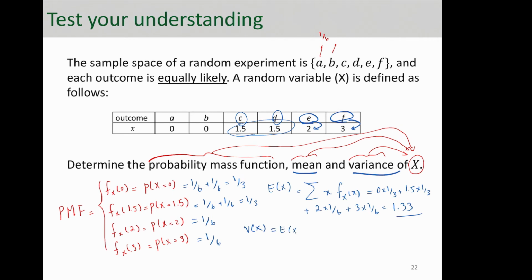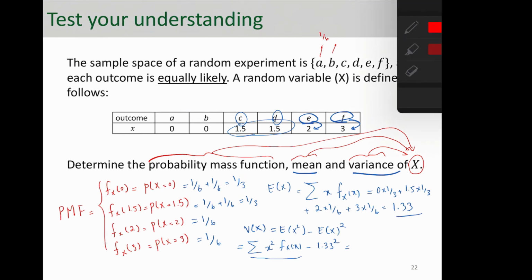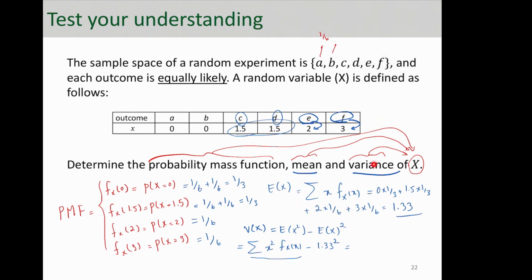Now, how do we calculate the variance of x? Well, we know it's the expected value of x squared minus the expected value of x, squared. The expected value of x squared is the summation of x squared times f of x, minus 1.33 squared. To get the first part, all we need to do is go back to this calculation and square the x values: 2 squared, 3 squared, and do the same math. When you do the math here, you're going to get a value close to 1.15. And that's the variance of this random variable.